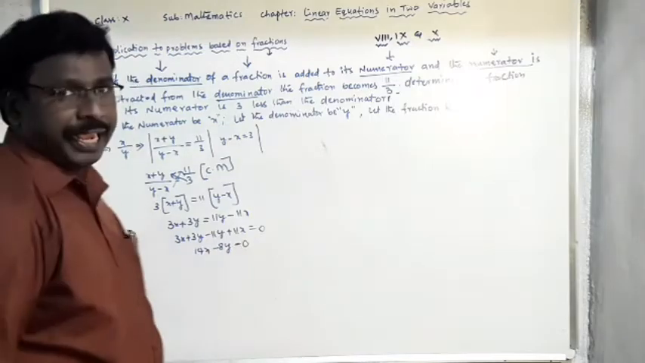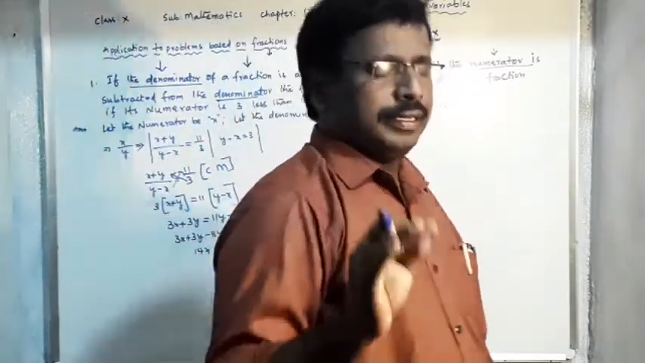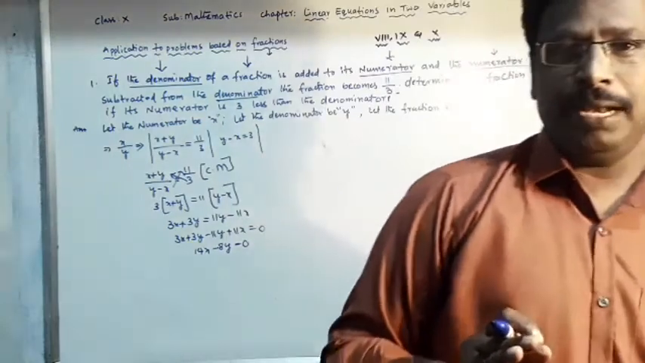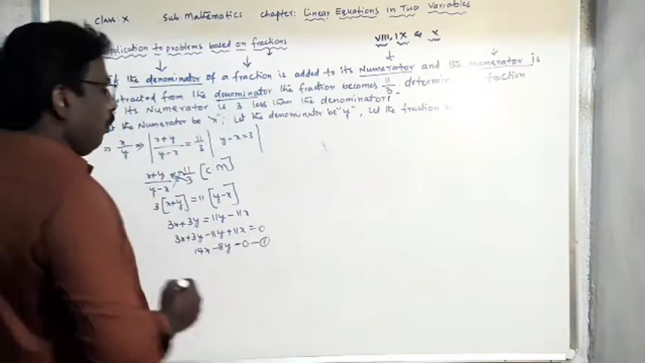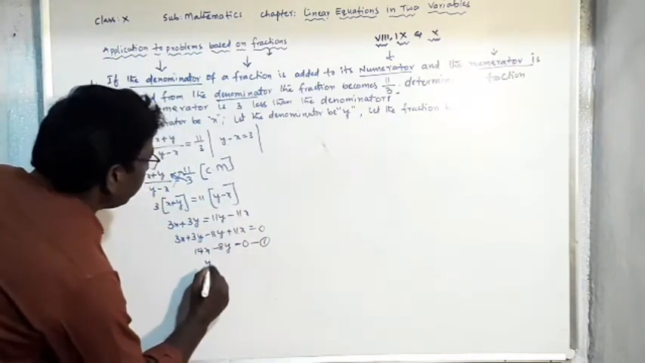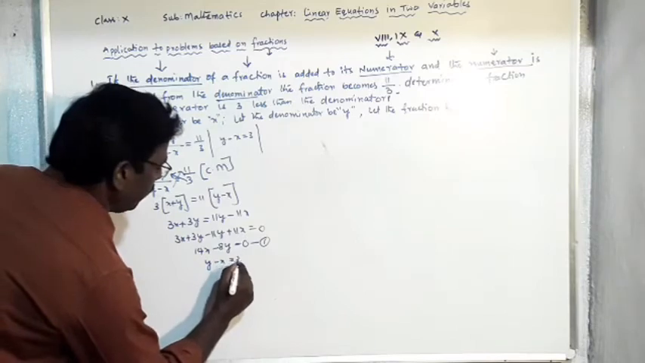Why have I taken minus? Because 11 has the minus symbol, and 11 is greater than 3. That's why I have taken it. Now I got the first equation. What is the second equation? y minus x is equal to 3.